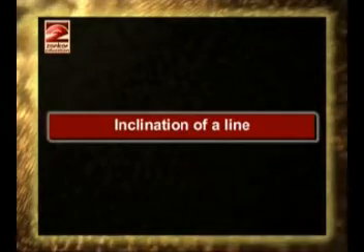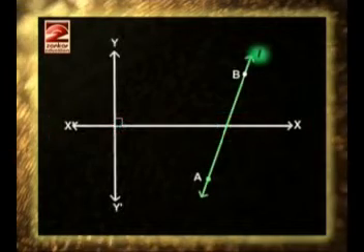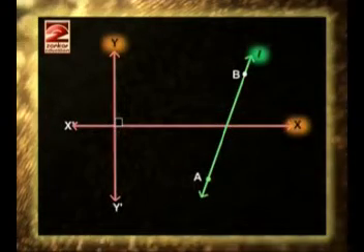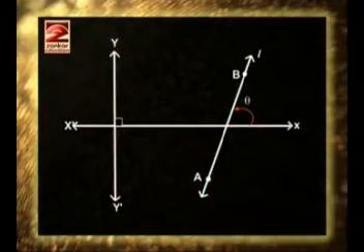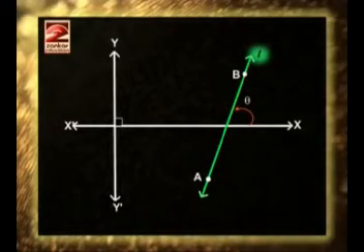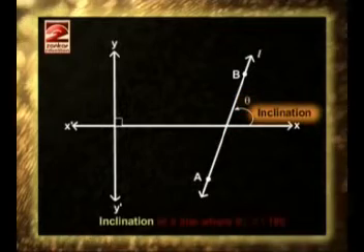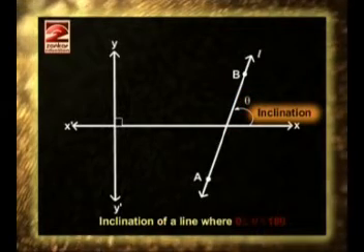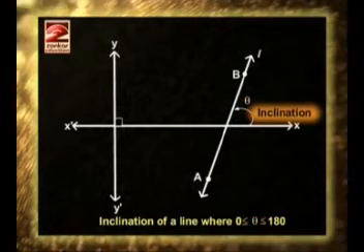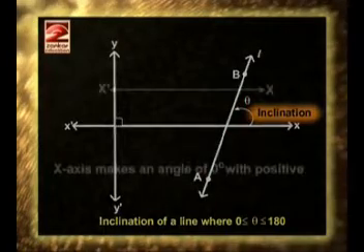First is the inclination of a line. Here L is the line in the xy plane and theta is the angle made by the line L with the positive direction of the x-axis. Thus theta is the inclination of a line, where 0 is less than or equal to theta, and theta is less than or equal to 180.